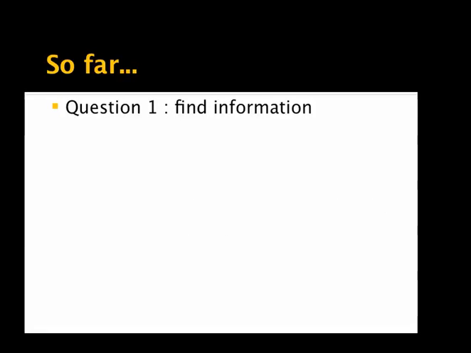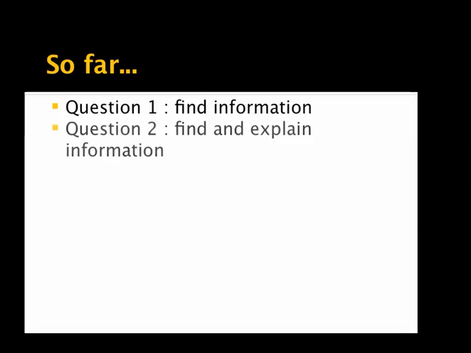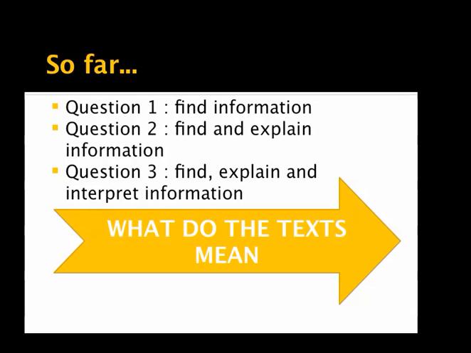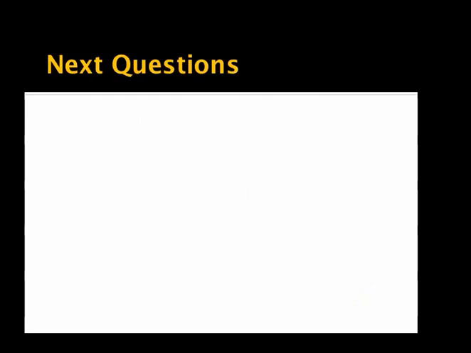Question 1 is going to ask you to find information really quickly. Question 2 is going to ask you to find and explain information. Question 3 goes further. You have to find, explain and interpret the information. So basically questions 1, 2 and 3 are about what the texts mean, what the content is, what they're about, what they are suggesting.